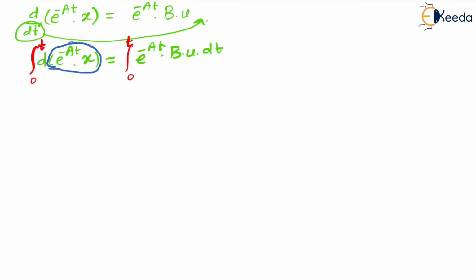Just imagine if rather than this e to the power minus at into x, it was only dx, then the answer would have been x, right? But now this whole term is the variable, dx indicates that this whole term is the variable. So the integration of this is nothing but the variable itself. If I think of the integration of dx, it is nothing but x plus c. Now in place of x, if you have e to the power minus at into x, then definitely it is going to be e to the power minus at into x plus c.